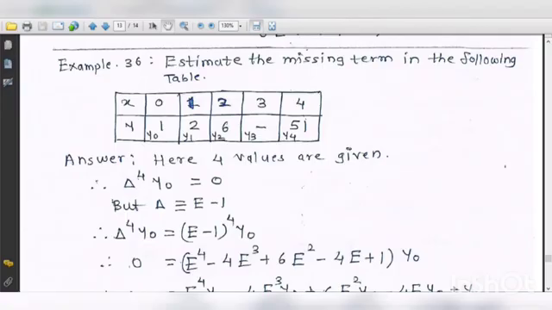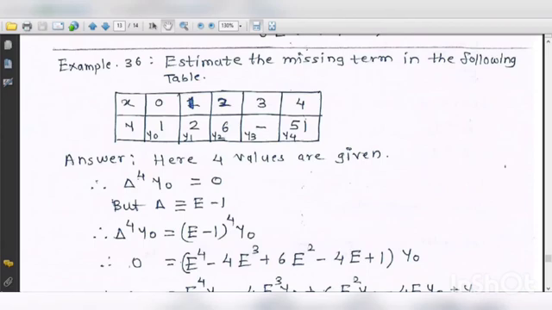Now you can see this example in which we have to find the missing term. Generally, this relation is used to find the value of a function at any given value of x as well as to find the missing term. So generally we have examples of this type in which we have to find the missing term in the table. If you observe this table, values of x and some values of y are given to you.